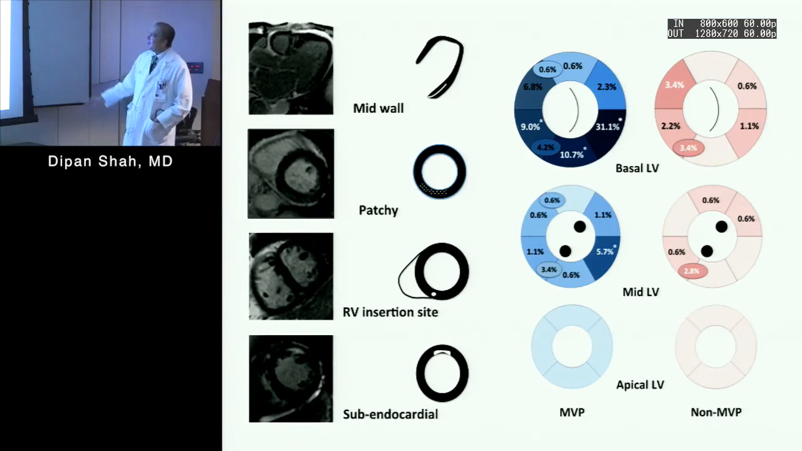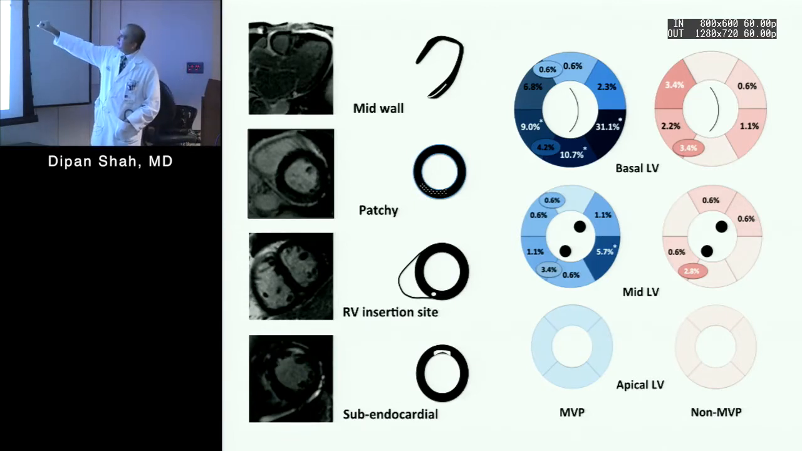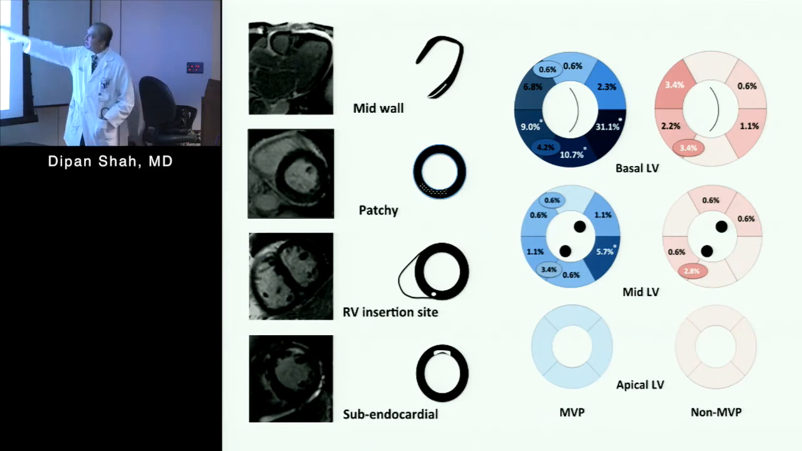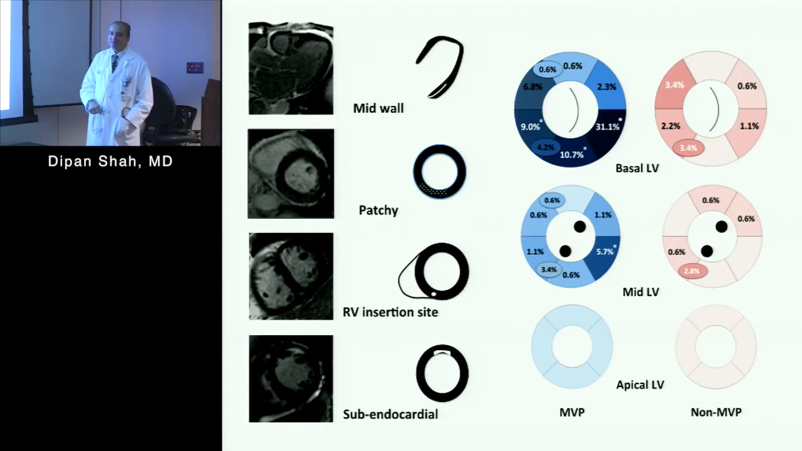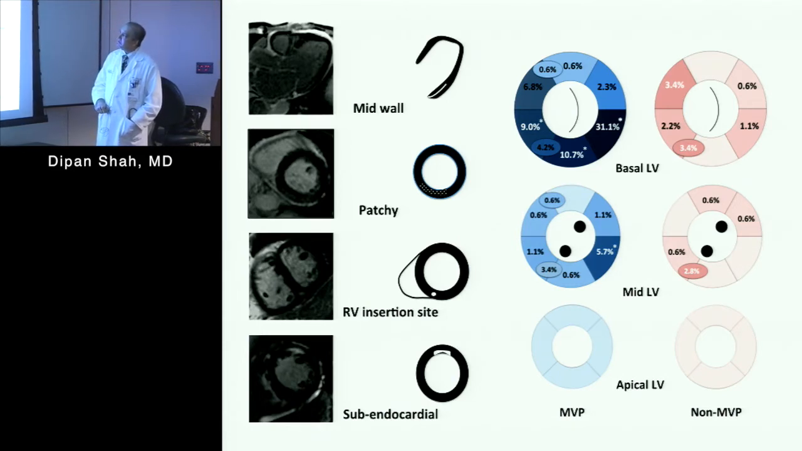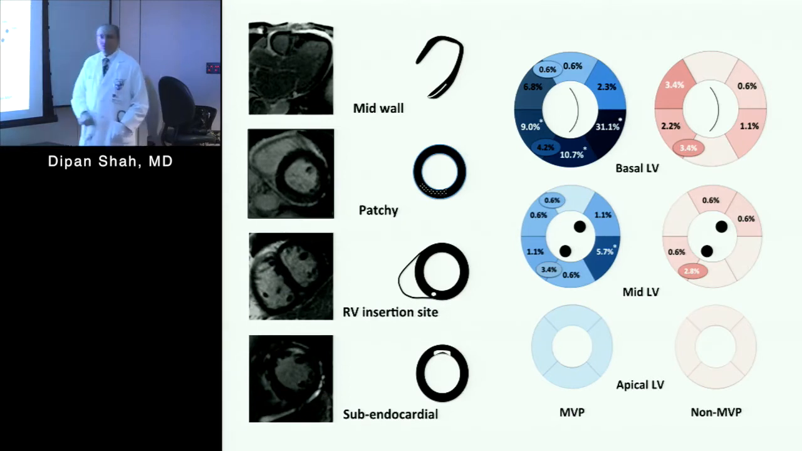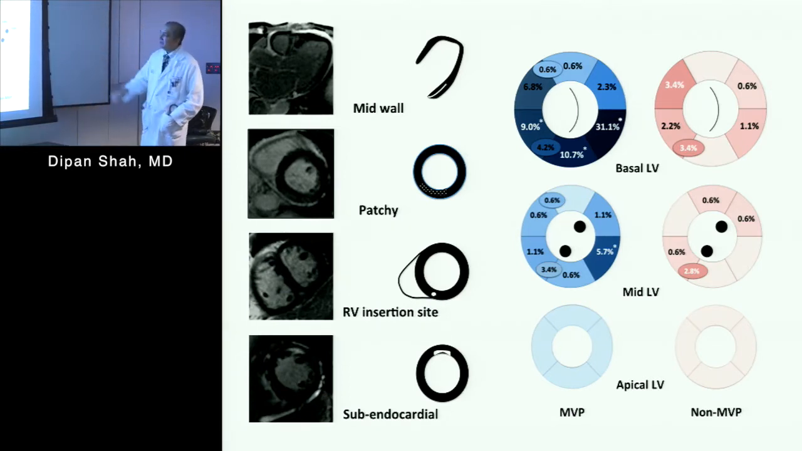So, here's what we found. If you look at the prevalence of fibrosis on a per patient level by segment, 31% of patients in the mitral valve prolapse group actually had evidence of fibrosis by CMR in the basal infralateral wall, 10% in the inferior wall, and 9% in the infraseptum at the base. And then if you look at the mid segment, again, you have about 1 in 20, 5.7%, that had hyperenhancement there.